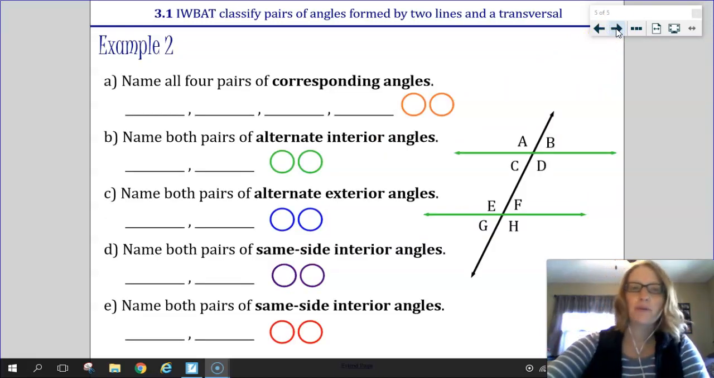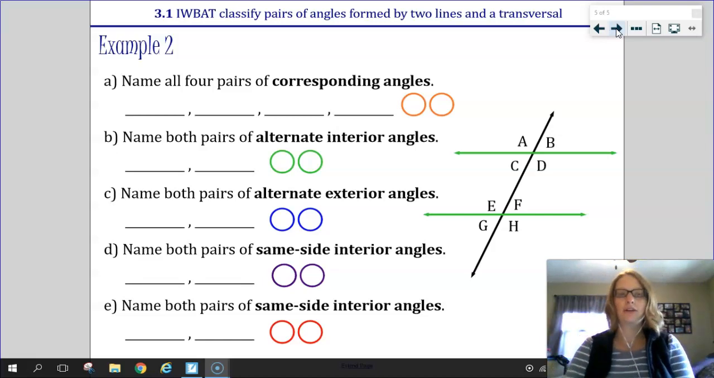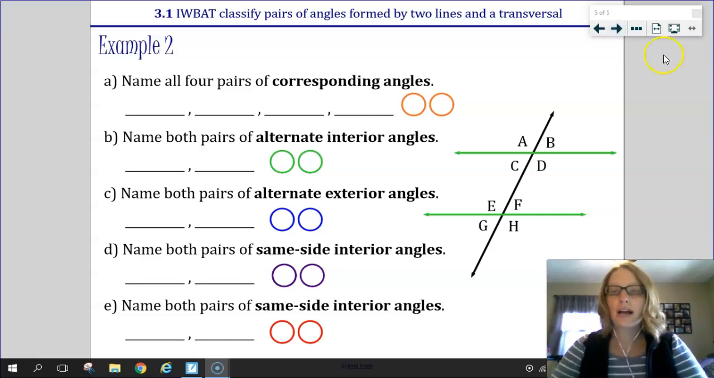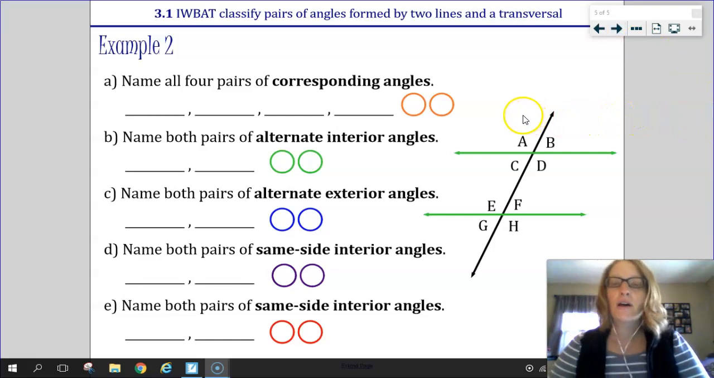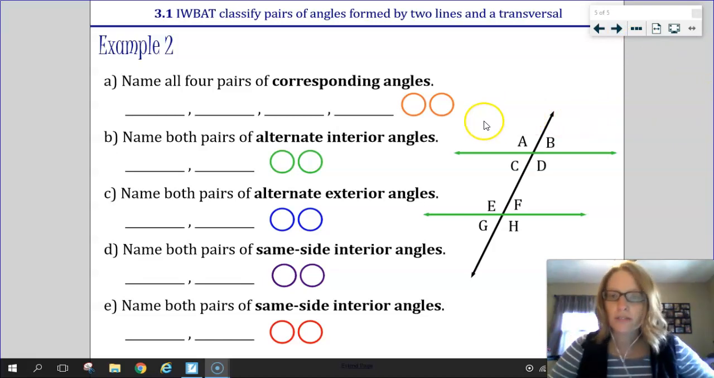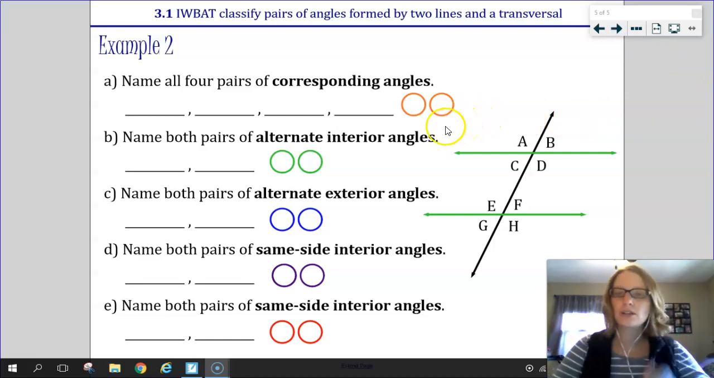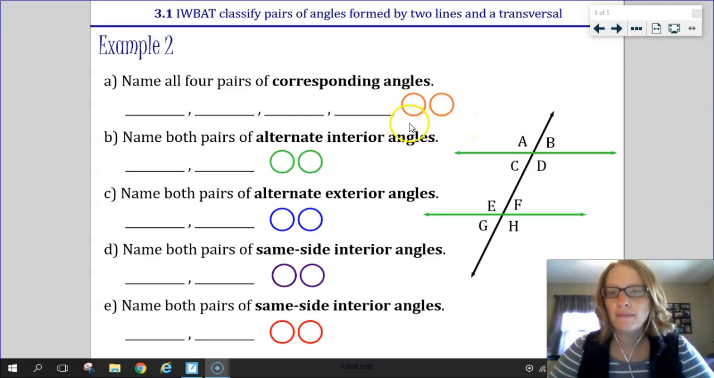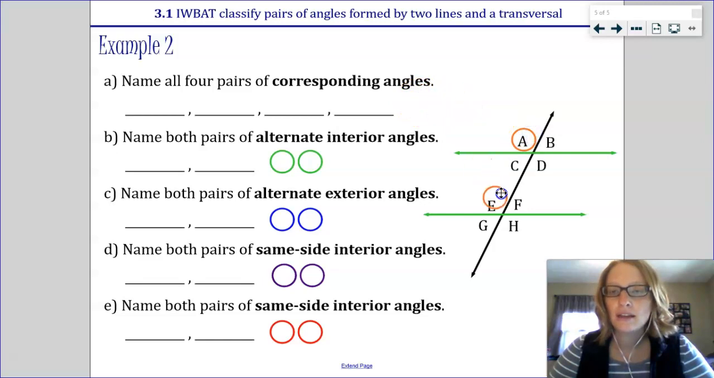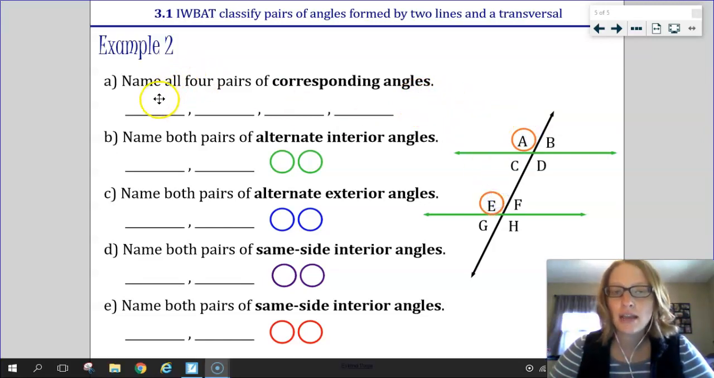This is our last example for today. We want to name different angles in the 2 lines with the transversal. First, we want to name all 4 pairs of corresponding angles. So remember, corresponding angles are on the same side of the line and they're in the same relative position. So one example might be A and E. A and E are on the same side of the line in the same position. So they're both on the left side of the line, both in the upper left-hand corner within their group of 4.